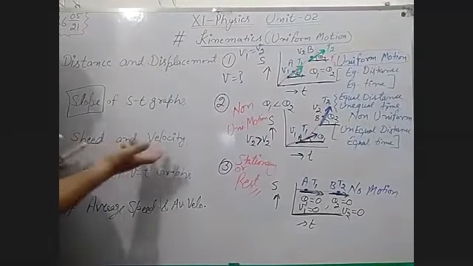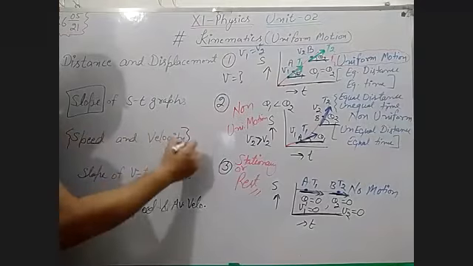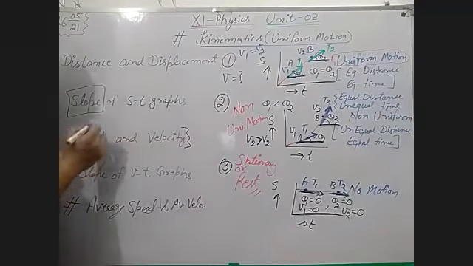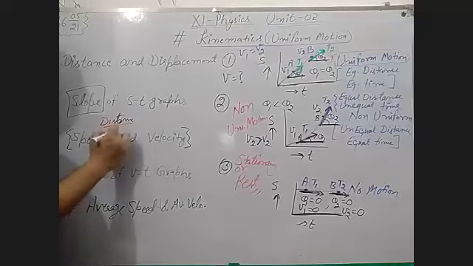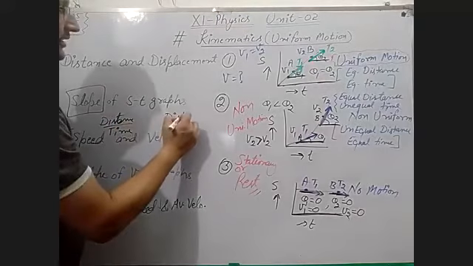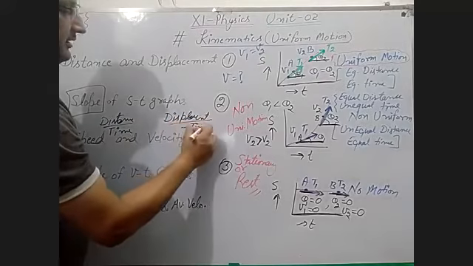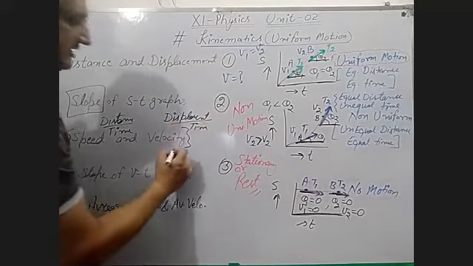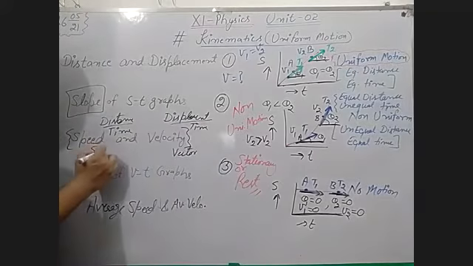Now, what is speed and velocity? As you know, you have already learned all these things. Speed is distance upon time. And what is velocity? Displacement upon time. That's why velocity is a vector quantity, and speed is a scalar quantity.